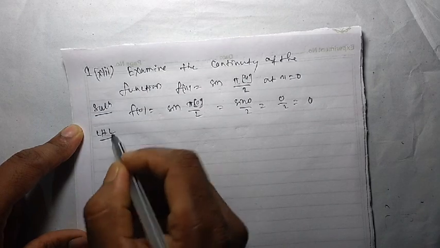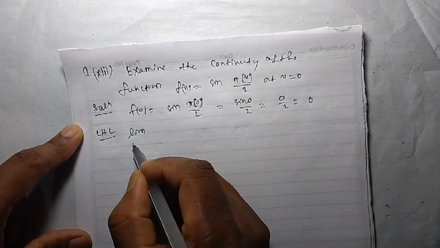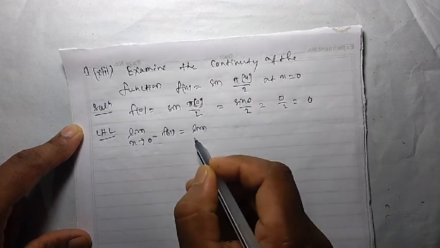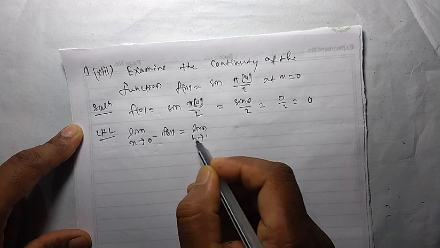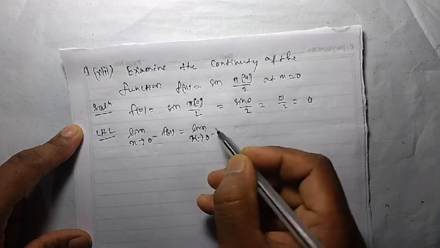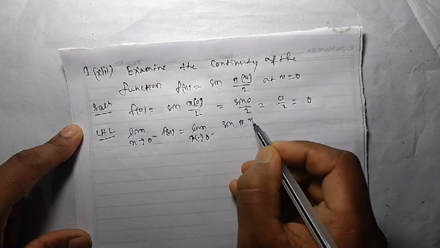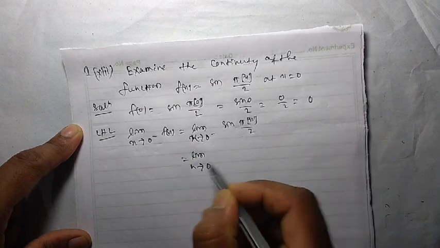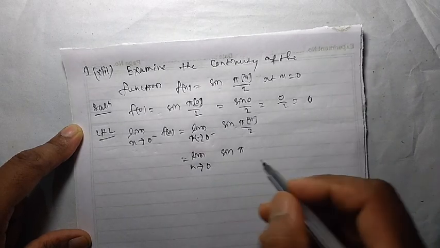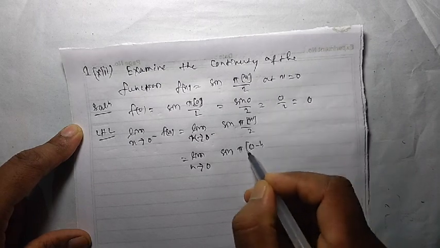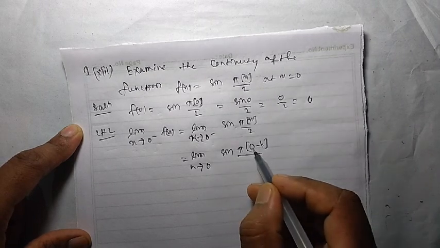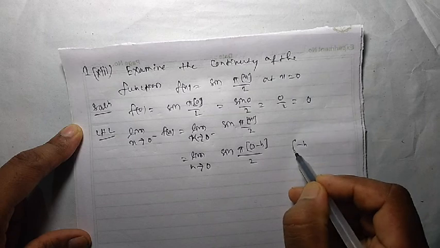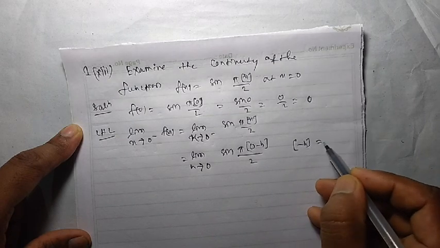At first we find the LHS, the left hand limit. Limit x tends to 0 minus f of x is equal to limit x tends to 0 minus sin pi bracketed x by 2. In place of x we have to write 0 minus h, so it is sin pi bracketed 0 minus h by 2. You see, bracketed 0 minus h, that is bracketed minus h, is equal to minus 1.